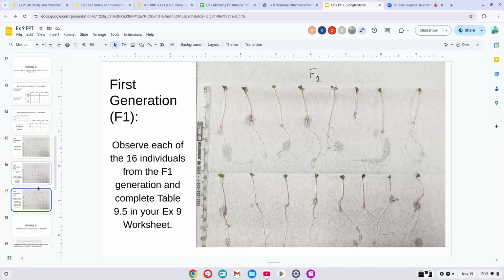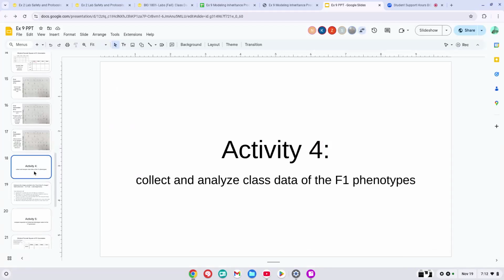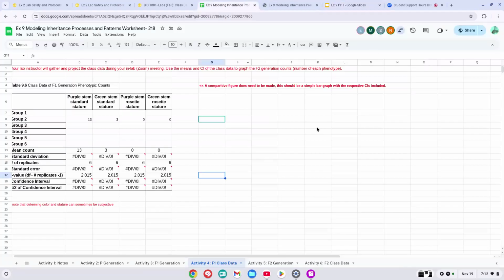Now that you've had a chance to look at that F1 generation, you can go into Activity 4 and collect and analyze the class data of the F1 phenotypes. Because I changed the access to this so you could type it in, everyone from Group 1, I'm going to continue lecturing, but you can just type your data in. Group 3, you can type your data in. Group 4, give me your data. 5, you can give me your data. And then 6, you can give me your data.